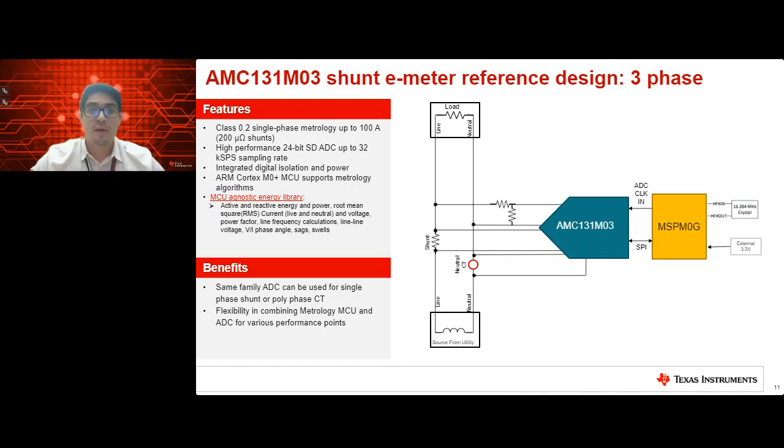Our first one here is a single phase shunt meter reference design using the AMC131M0x. This was sort of an in-between process while we were working with the AMC131M0x. We have this one here to just kind of show off the initial features, showing that we have a class 0.2% accuracy, measuring up to 100 amps with a 200 microamp shunt. We were able to show high performance with up to 32 kilosamples per second sampling rate.